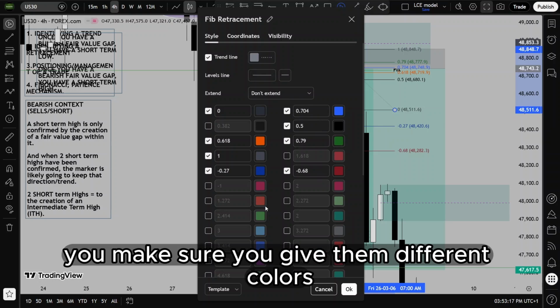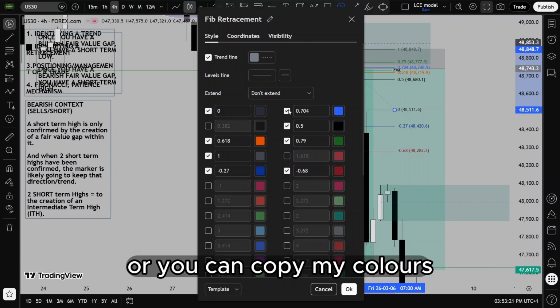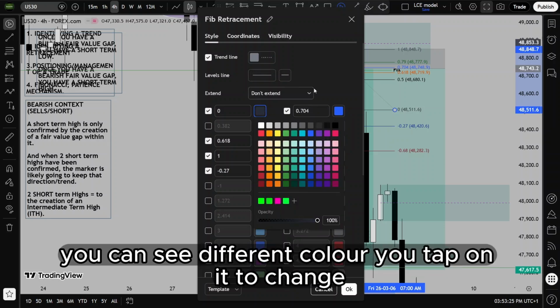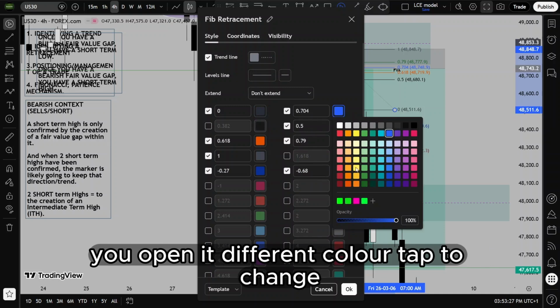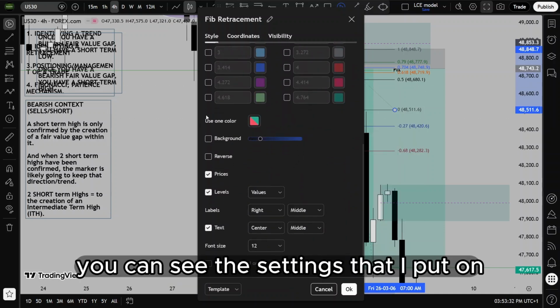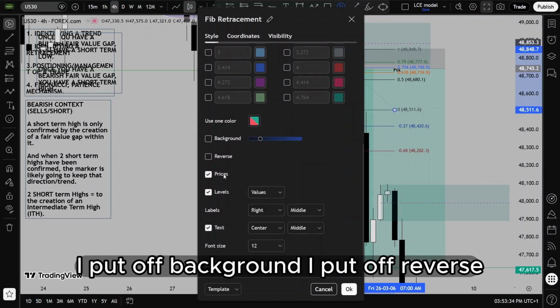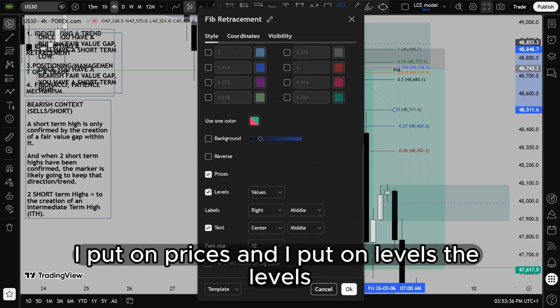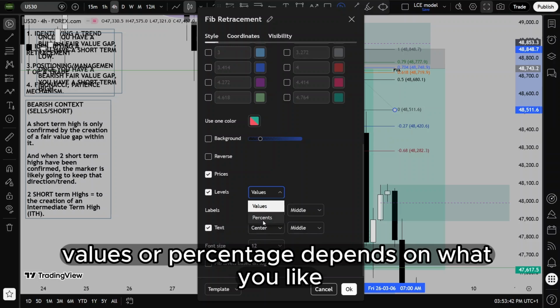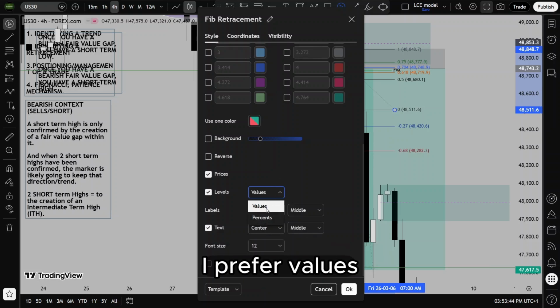You make sure you give them different colors, or you can copy my colors. To change the color, you open it, you can see different colors, you tap on it to change. Moving down, you can see the settings that I put on. I put off background, I put off reverse, I put on prices, and I put on levels. The levels should be on values or percentage, depends on what you like. I prefer values.